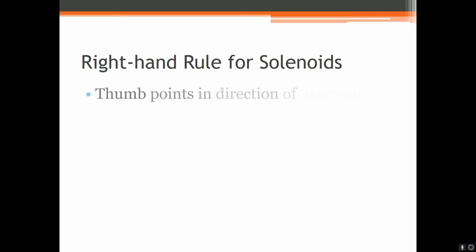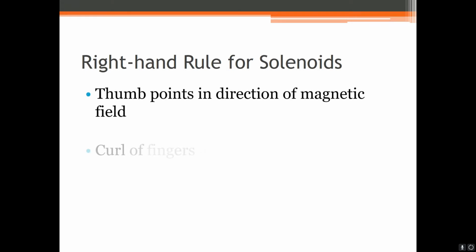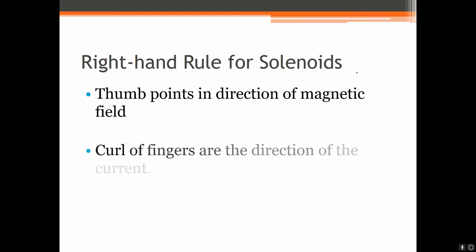All right, now we'll revisit the right-hand rule, but this time we'll apply it specifically for solenoids. If you don't remember, I think I might have mentioned it in the last unit, a solenoid is just a coil of wires, like this. The arrows in this case represent the direction of the current.